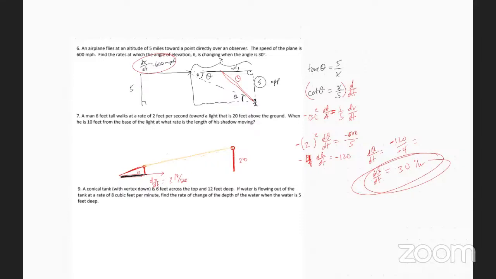Okay, so they want to know, and these are tricky, at what rate is the length of his shadow? That's L right here. So let's label that L. They want to know dL dt at the point that he's 5 feet. So we have to figure out how all of those things are related to each other.